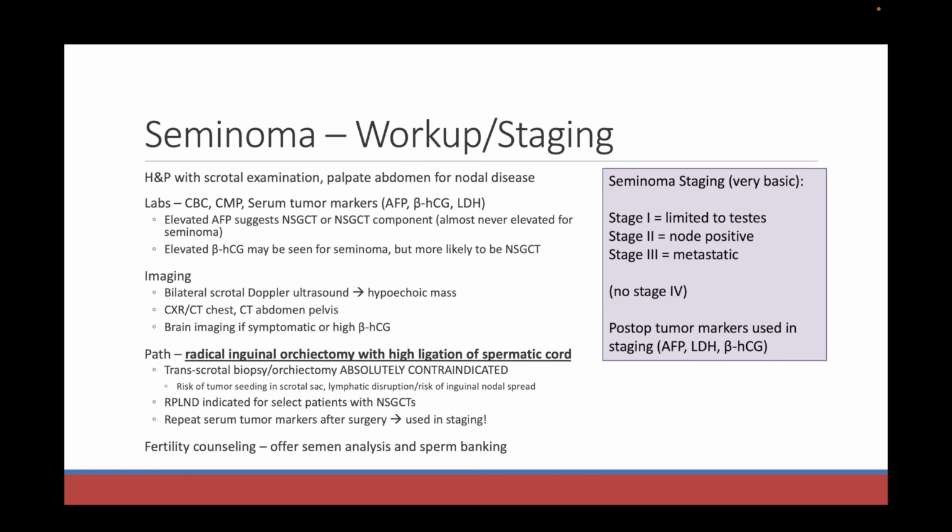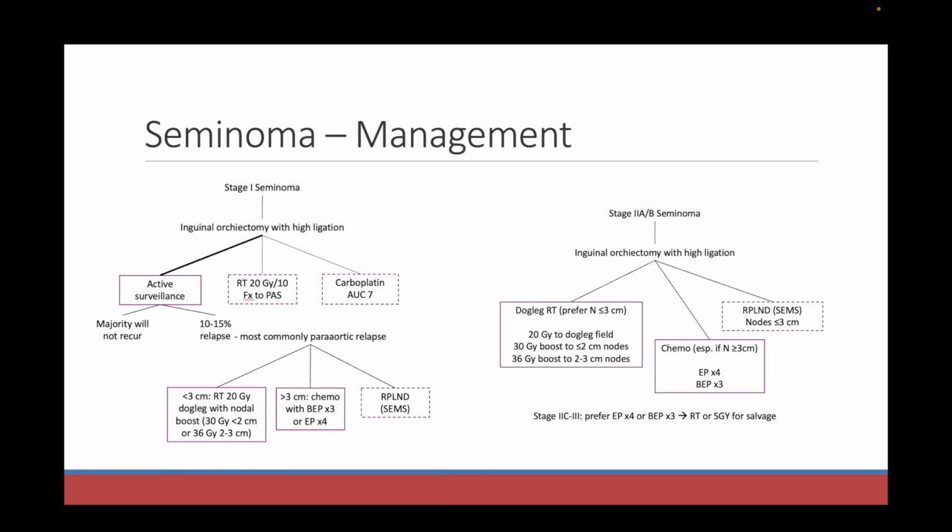So in order to understand how to manage seminoma, all you need to know is: is it limited to the testes or does it involve nodes? And then you'll know how to manage it. So stage 1 seminoma is seminoma that's limited to the testes, and we do inguinal orchiectomy with high ligation. There are different options for management, but the preferred approach is actually active surveillance. The reason we do active surveillance is because the vast majority of these will not recur. Only 10 to 15% of them will relapse. And if they relapse, then they will relapse most commonly in the para-aortic region.